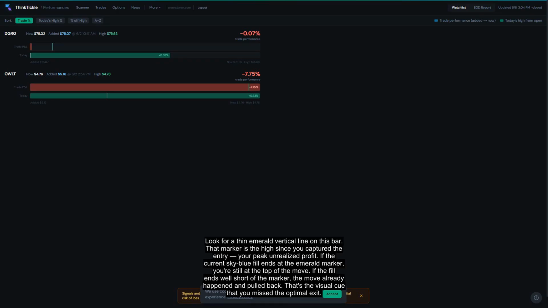Look for a thin emerald vertical line on this bar. That marker is the high since you captured the entry, your peak unrealized profit. If the current sky blue fill ends at the emerald marker, you're still at the top of the move. If the fill ends well short of the marker, the move already happened and pulled back. That's the visual cue that you missed the optimal exit.